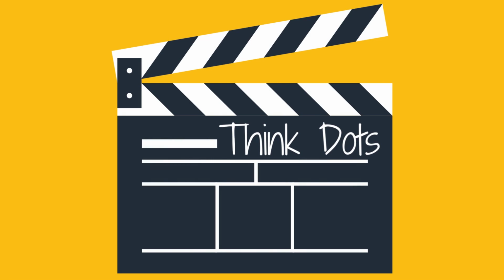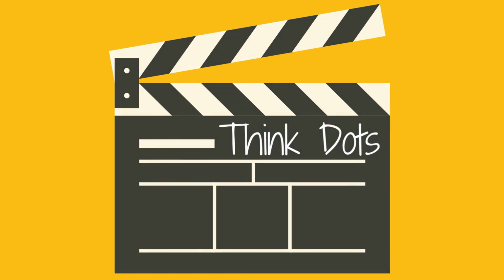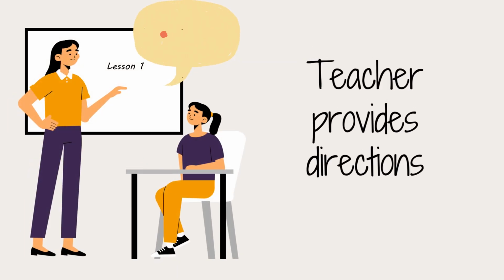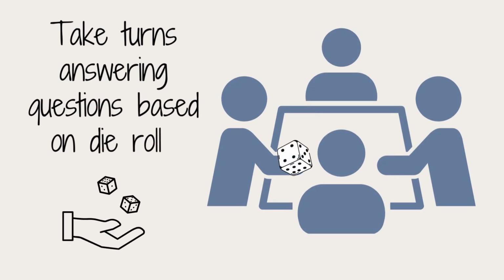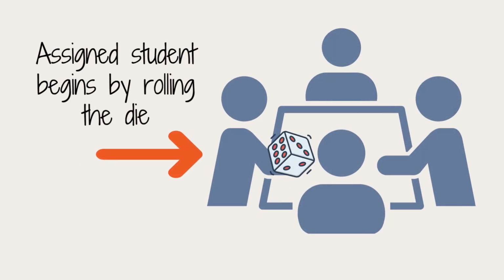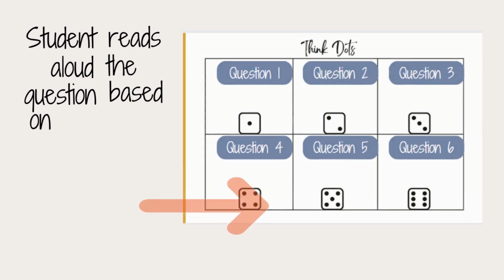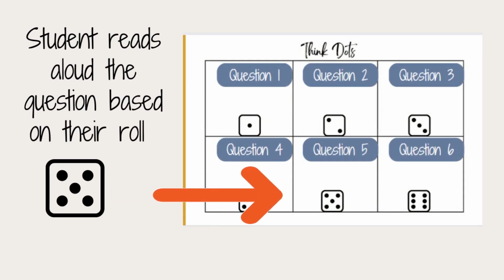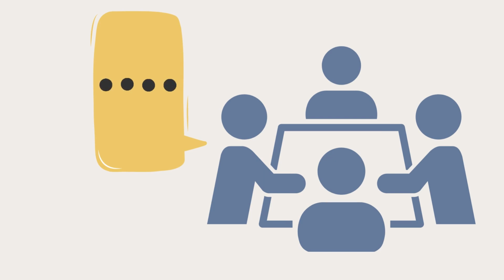Let's take a look at this strategy in action. Once the materials have been passed out, the teacher will provide directions, both written and verbally, to the students. Students will take turns answering the questions based on the number they roll on the die. An assigned student will begin by rolling the die and reading aloud the question or prompt that matches the number on the die. That same student will then share their answer with the group.